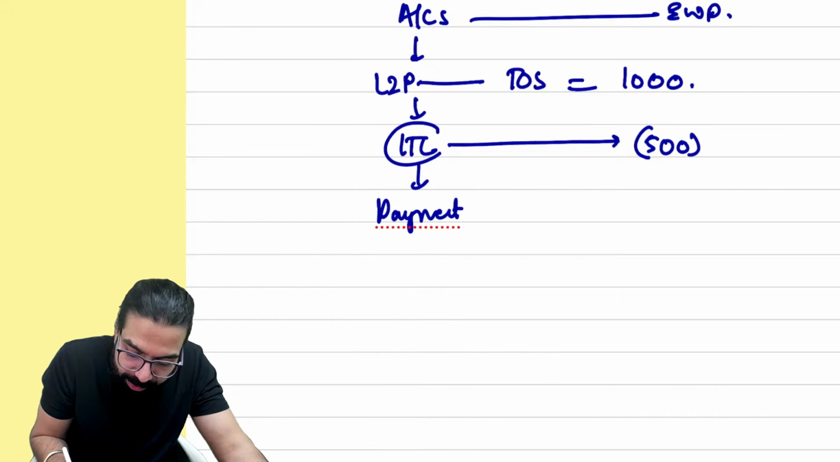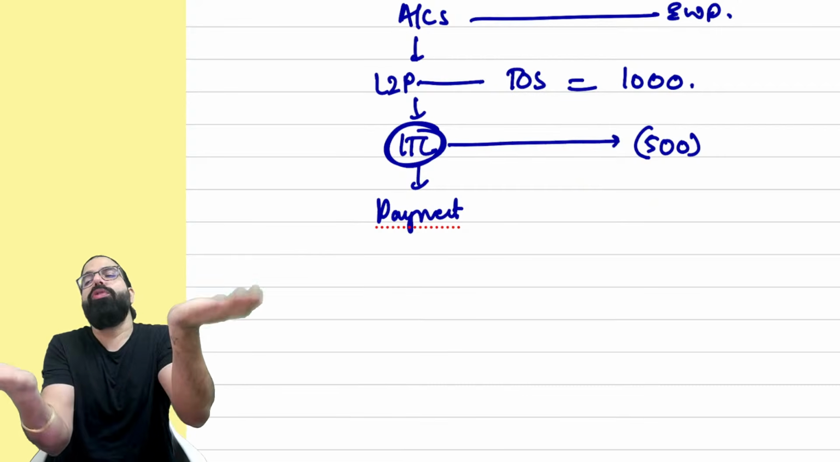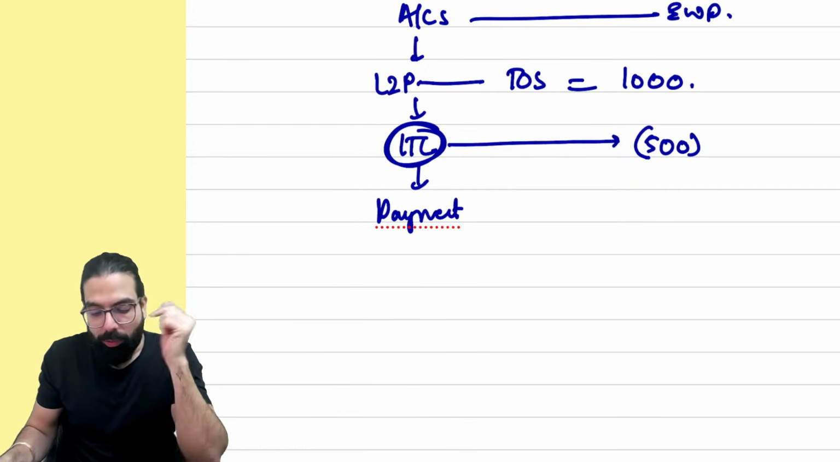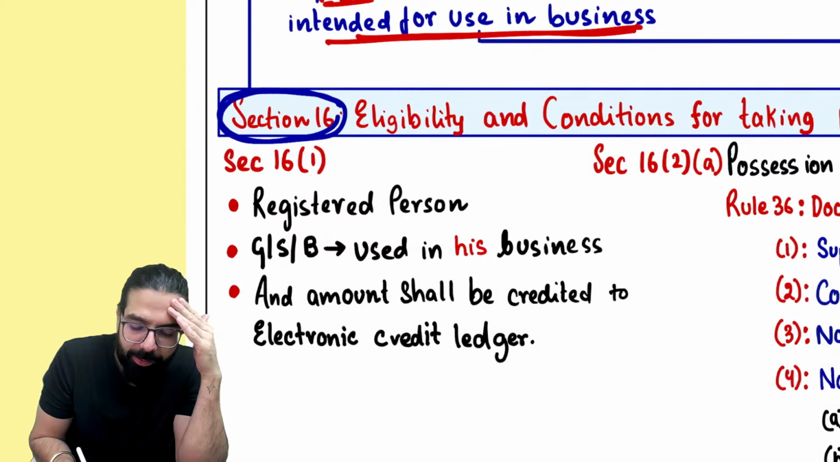And sir, here comes the chapter: once you are liable to pay something, you will use your input tax credit to pay it. And that's what we are learning now. The most important section of input tax credit is section number 16.